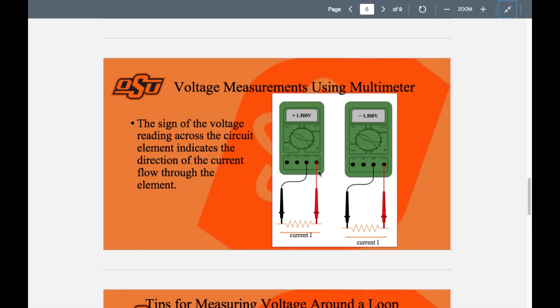So if you're measuring a voltage, you can kind of imagine red should be the positive side and black should be the negative side. And so if the current is going from red to black, you're going to get a positive reading. And if the current is going from black to red, you're going to get a negative reading.